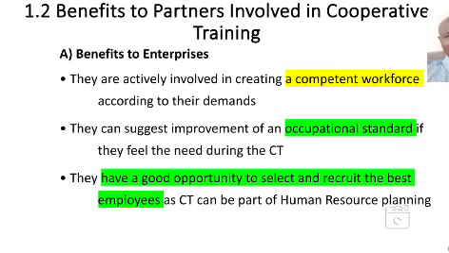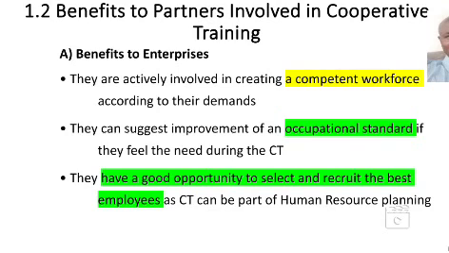The first one is benefit to enterprise. What type of benefit does cooperative training give to enterprise? How does an enterprise benefit from this cooperative training? The first benefit is that enterprises are actively involved in creating a competent workforce according to the demands. That means the industry will get a competent workforce that is capable of working according to the requirements of the industry.